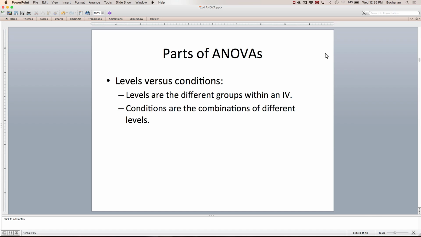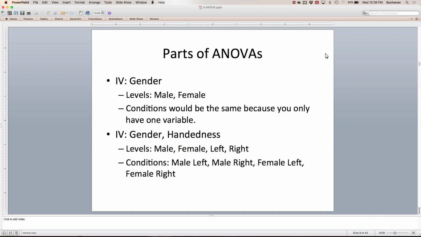Conditions are the combinations. So I have males that are left-handed, males that are right-handed. So these in here are the conditions. So handedness, so left and right. I have it on the next slide, but not written in this pretty form.